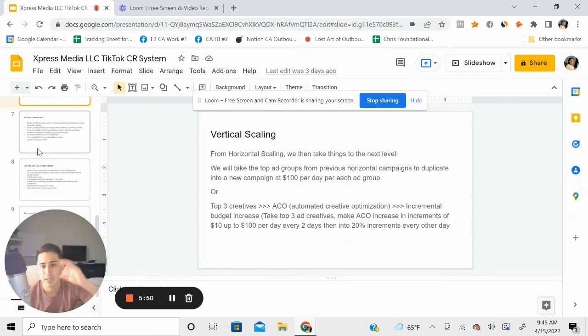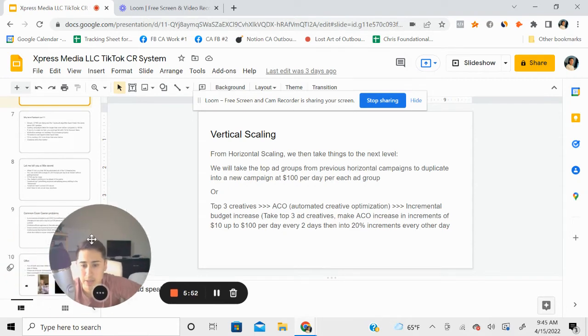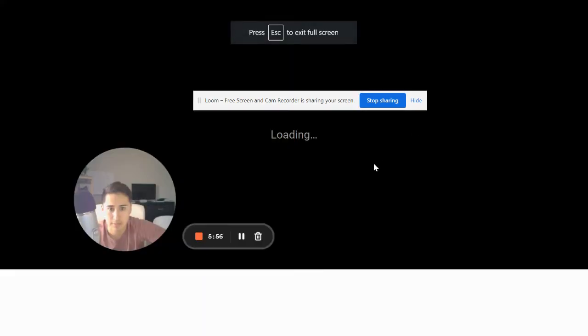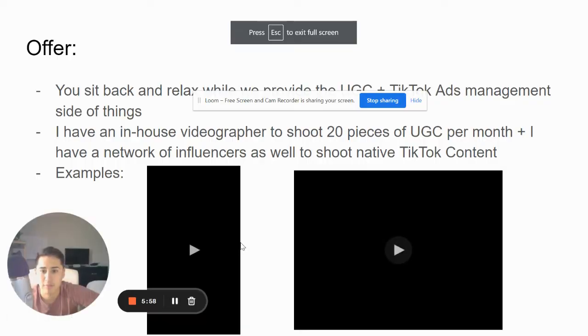That is a breakdown. You need 20 pieces of UGC per month to be successful. Types of ad creatives. If we look right here, this is what one of my influencers shot.